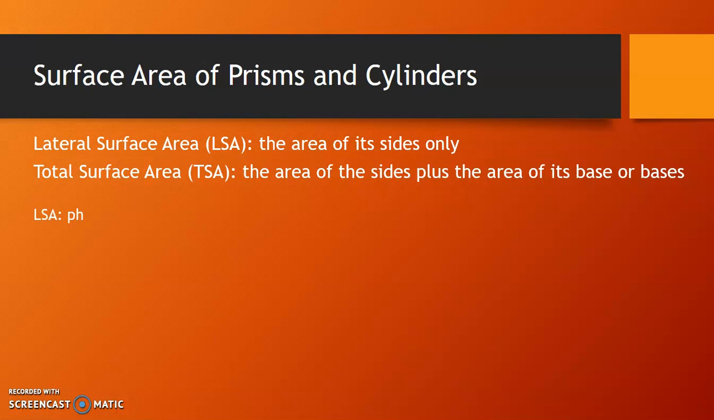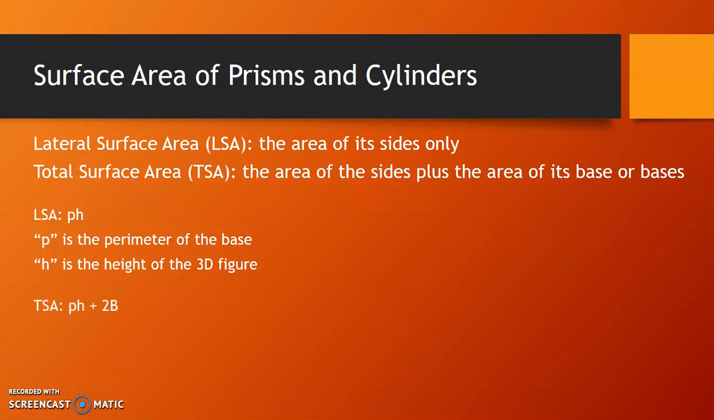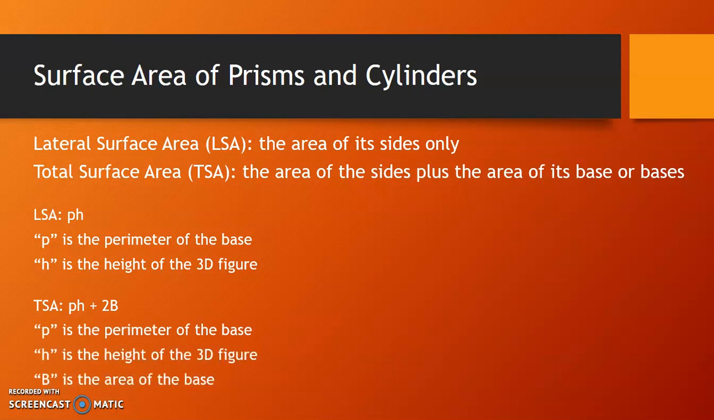For lateral surface area, the equation is P times H. P is going to be the perimeter of your base shape. H is going to be the height of the 3D figure. And then for total surface area, it's that PH, so it's the lateral, plus 2 times B. And the P is still the perimeter of the base. H is still the height of the 3D figure. Capital B is going to be the area of the base. So you just have to add in that extra piece.